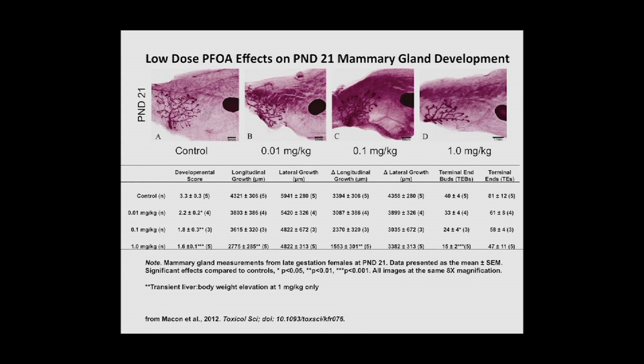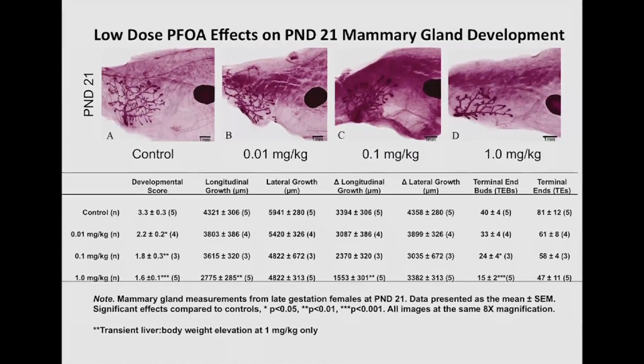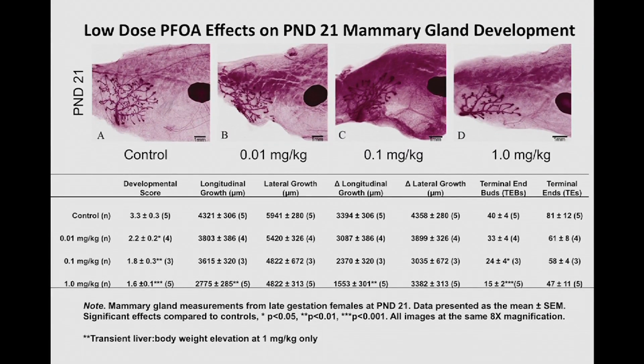In another experiment, we looked at mammary gland development at very low levels. So we're giving them now less than 1 mg/kg PFOA, but we're giving it to them during a critical window. We're just going from gestation day 10 to gestation day 17 in the mouse, which is a day before pregnancy ends in the mouse. And so if you look at the first row on the table and the developmental scoring, we actually look at several endpoints in the development of the gland, and we score the severity of effect, just like a pathologist would do in scoring pathology in the clinical lab.